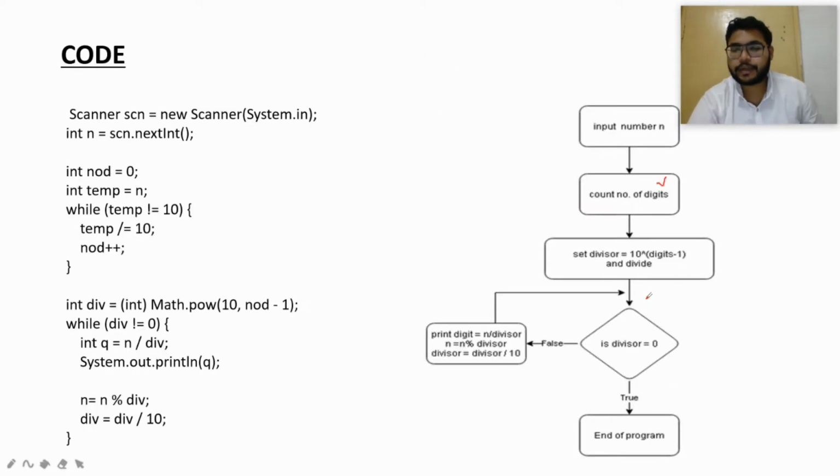Similarly, after getting that, we will start printing. We will divide the number by the divisor, get the quotient, and get the remainder from it, and the remainder will be the number for the next case. And similarly, we have to decrease the divisor by a factor of 10 in each step. And when the remainder becomes 0, that is the end of the program.